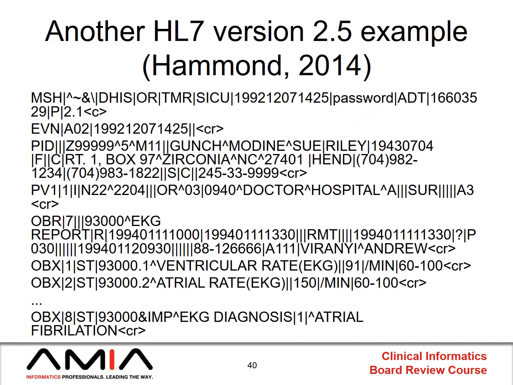Here's another HL7 version 2.5 example. If you look closely at this, you can figure out that it is a report of an electrocardiogram, and the findings on the electrocardiogram are a ventricular rate that is lower than the atrial rate. And of course, we see this in atrial fibrillation, which is the diagnosis on the EKG.